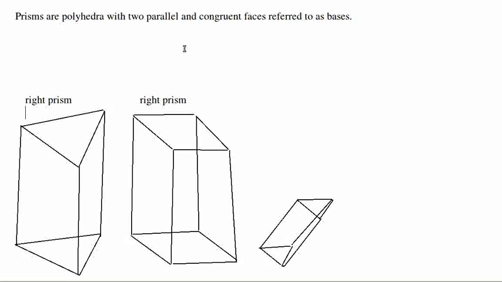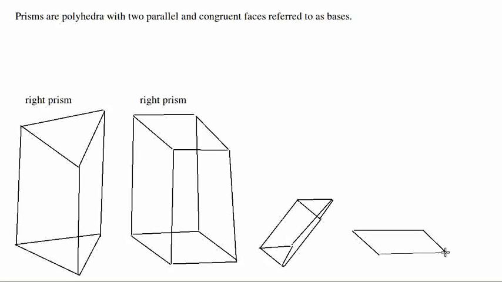Now, if a prism has bases that are parallelograms, then it is also referred to as a parallelepiped. Okay? So let me draw an example of a parallelepiped.